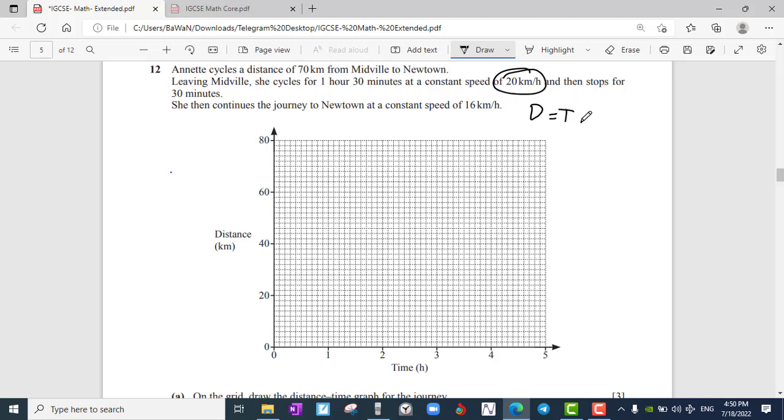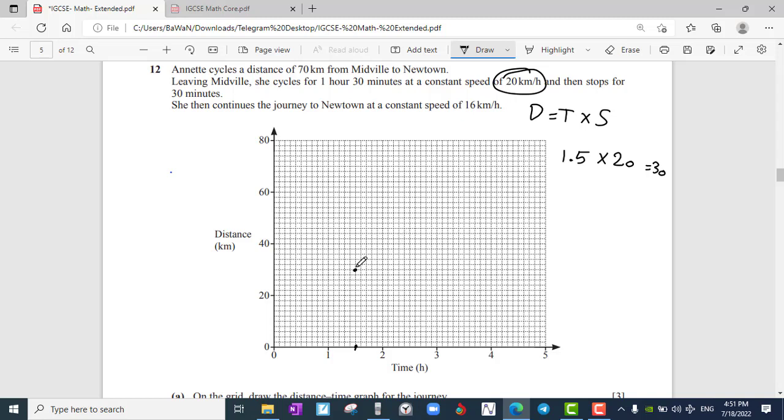Distance is equal to time multiplied by speed. So the time is 1 hour 30 minutes. We just need to write it as 1.5 hours. Multiply by 20, it's equal to 30. So the distance is 30 kilometers after 1 hour and a half, which is here. 1 hour and a half is here, and 30 kilometers is right between 40 and 20.